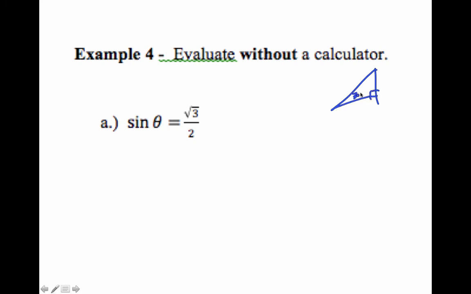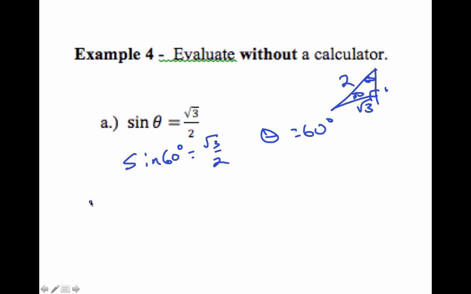Hey, where have I seen square root 3's? Look here: 1, 2, square root 3. Which angle has an opposite over hypotenuse? It would be the sine of 60 equals square root 3 over 2. Therefore, theta is 60. We can just look at the triangle and say I'd be standing on this corner of the triangle. Opposite over hypotenuse, I get square root 3 over 2. Isn't that great?